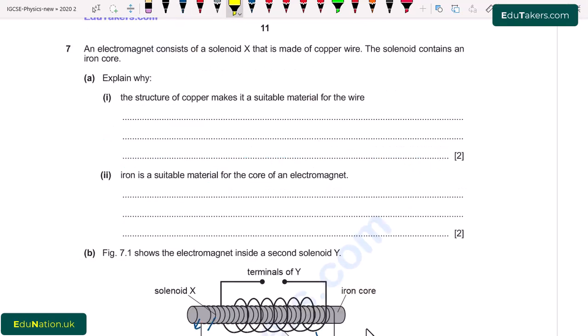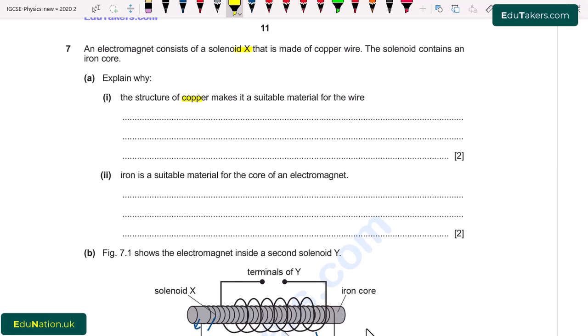Question number 7. An electromagnet consists of a solenoid X that is made up of copper wire. The solenoid contains an iron core. Part A. Explain why, 1. The structure of copper makes it a suitable material for the wire. Here we have to describe the reason why copper is suitable for the material to make this wire.